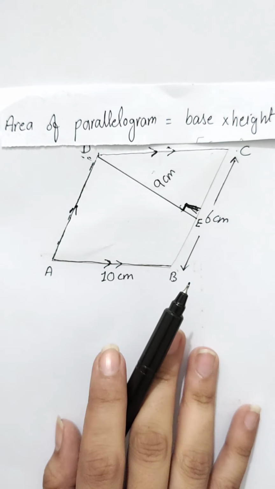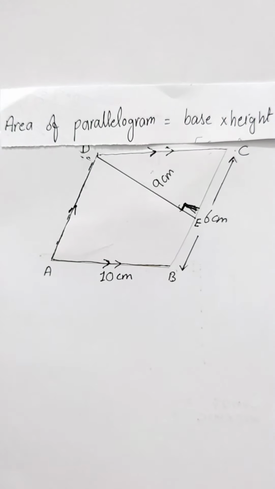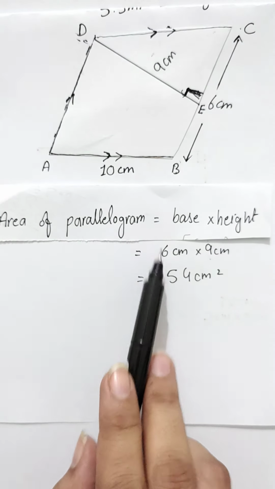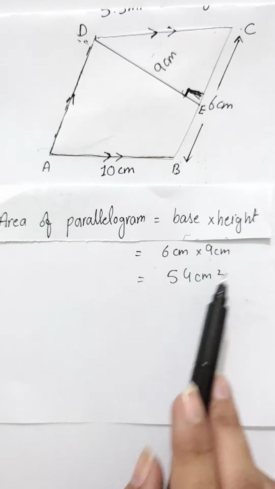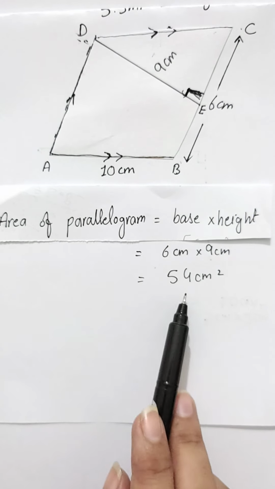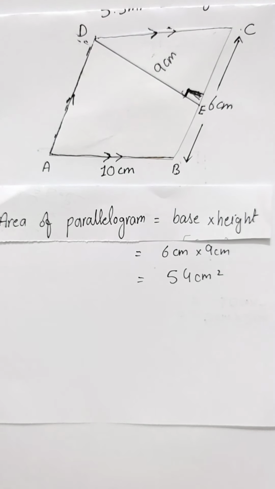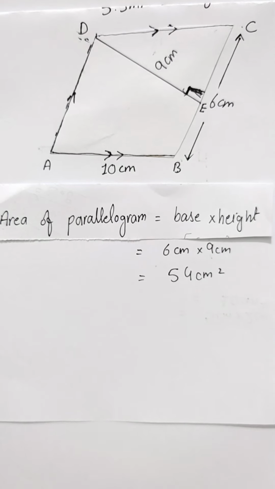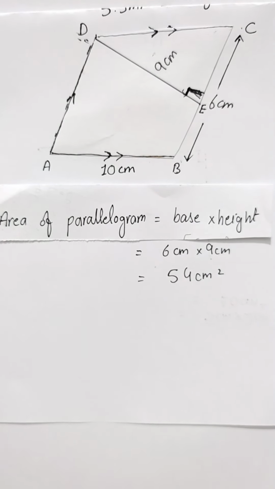Now without wasting any minute, we will come to the solution. The value of base is 6 and the height is 9 centimeter. After multiplication you will get 54 centimeter square. Now the next step is to find the perimeter, and we know that the definition of the perimeter is the sum of all the boundary lines of any closed shape figure. So we will sum up the boundary lines and you will get the perimeter.